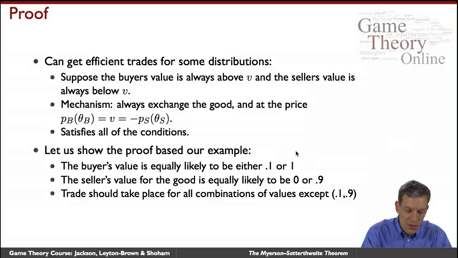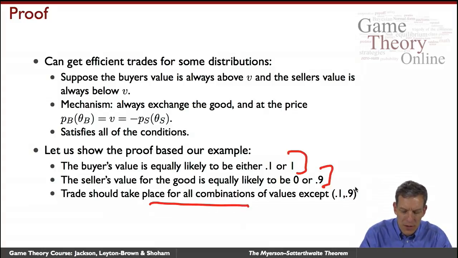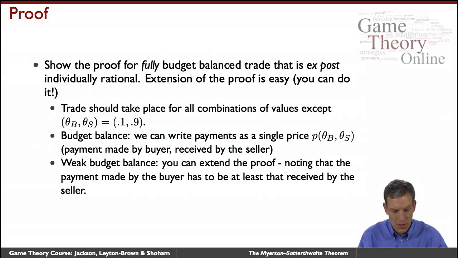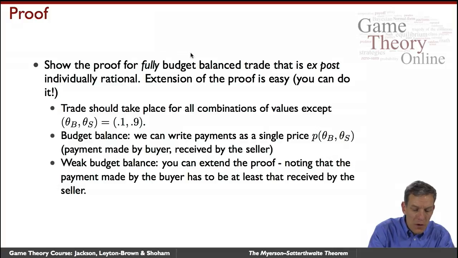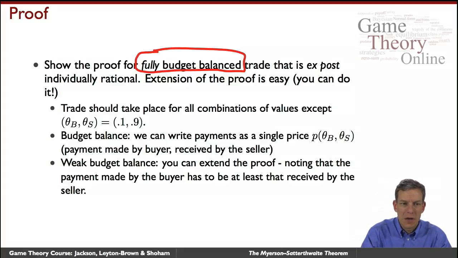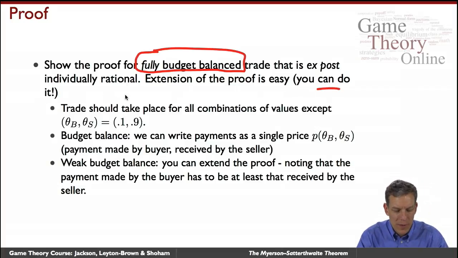So buyers' values are equally likely to be 0.1 or 1. Sellers' values are equally likely to be 0 or 0.9. Trade should take place for all combinations of values except 0.1, 0.9 in terms of efficient trade. And so what we can do is just go through the conditions, try to satisfy them, and show that we can't satisfy them in all the situations. What I'm going to do is show the proof for full budget balance, not weak budget balance. So that's going to make the proof a little bit easier. It's going to be very easy to extend, so I will allow you to do that to the case where we don't require full budget balance.